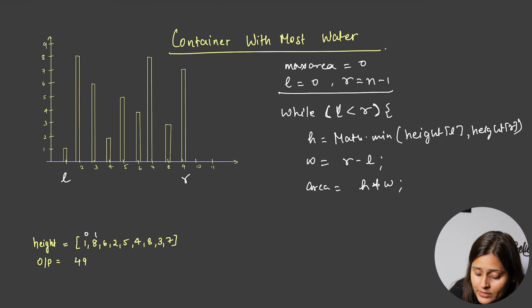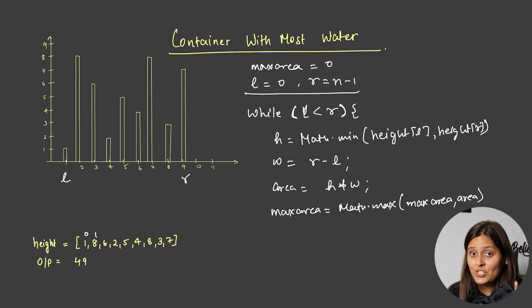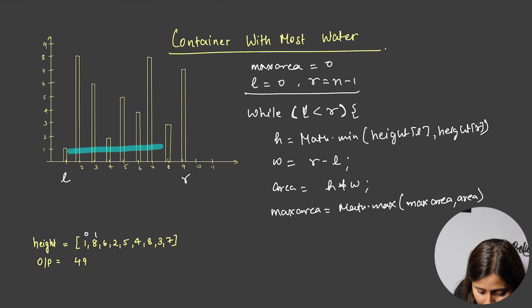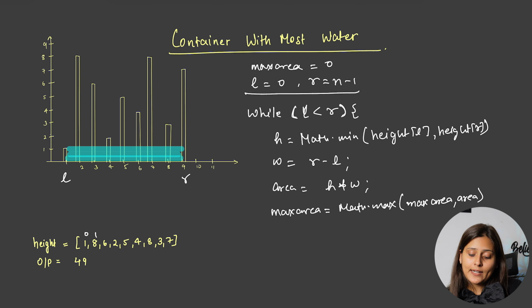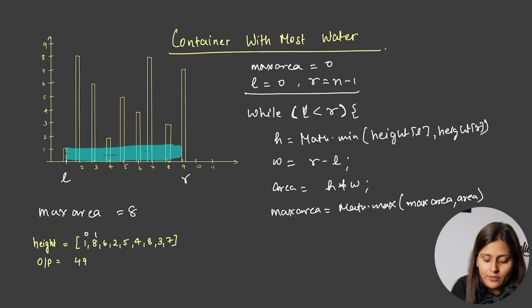Okay. And now this maximum area we want to update. Why? Maximum area means the maximum area so far, and with the current area we have got, whatever is the maximum area, save it. Done. Now we have calculated the maximum area, and the water will be nothing but this much. This much is the maximum water it can store, which is nothing but 8 multiplied by 1. So we can say the maximum area as of now is 8, and that is stored here.